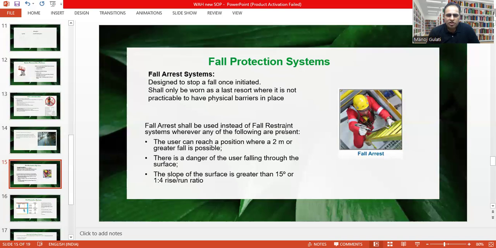Fall arrest shall be used instead of a fall restraint system wherever there is a fall risk present. There are two things covered here: fall arrest and fall restraint. Fall arrest is the safety device which arrests the fall. In case a person falls from the height, it protects the fall, and it locks the person at a certain height before he reaches the ground. And the fall restraint system protects the fall but also brings the person to the ground floor. So this is an additional feature in the fall restraint system.